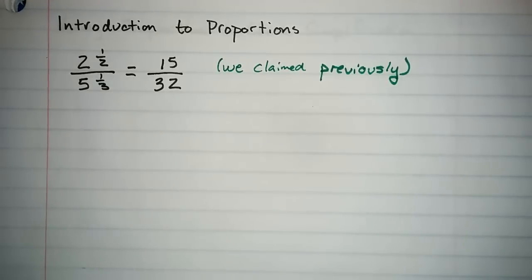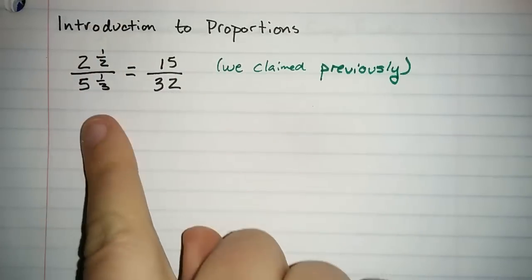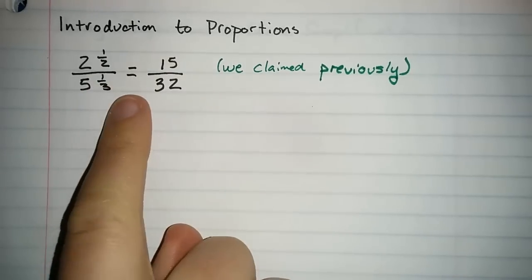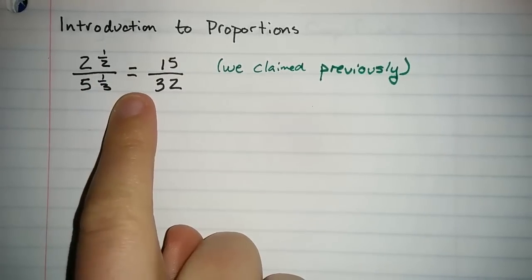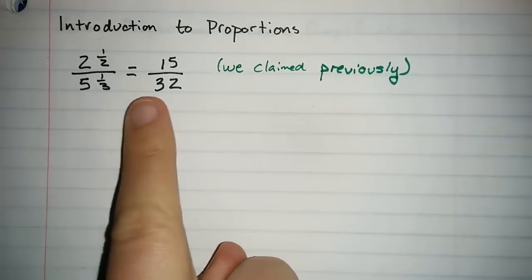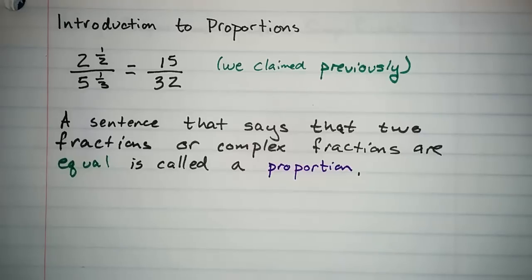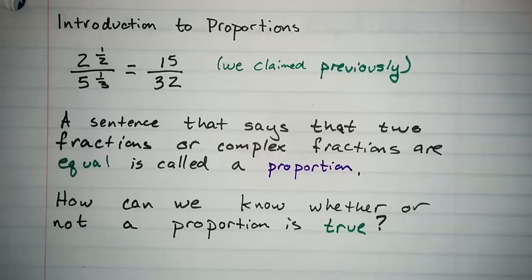Earlier when we were writing equivalent fractions, we could simplify and go back. Or if we'd simplified, we could multiply and go back up and just see if we could get back where we came from. But now we're making these really weird claims, and we want to decide whether they're true. A sentence like this, and it is a sentence, right, because it has an equals sign in it. A sentence that says that two fractions or complex fractions are equal is called a proportion. And so the question that we want to answer before we do too much more with these complex fractions is, how can we know whether or not a proportion is true?